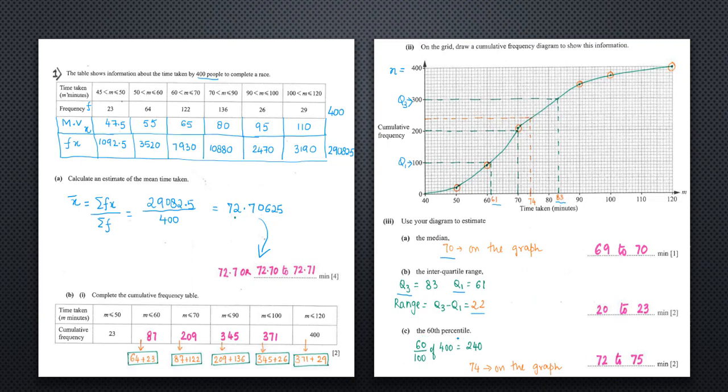For the last part, the 60th percentile, the 60th percentile is nothing but 60% of the complete frequency. Since the total frequency over here is 400, 60% of 400 is 240. So we do something similar. Again, on the y-axis, we locate the point where 240 is, and from that point, we draw a line to meet the curve, and here again we draw a perpendicular to get the corresponding value on the x-axis, which is 74. So the 60th percentile for this distribution is 74.